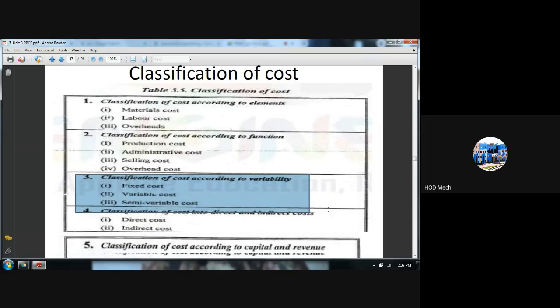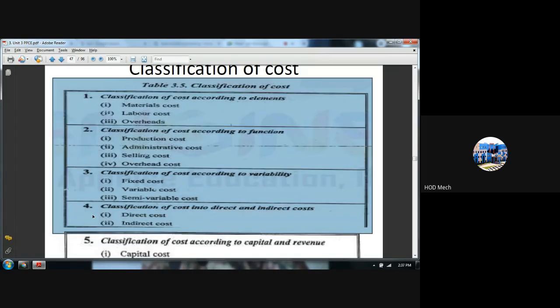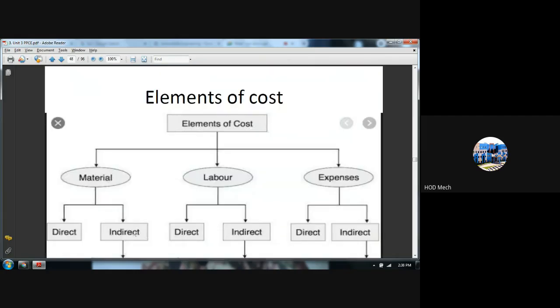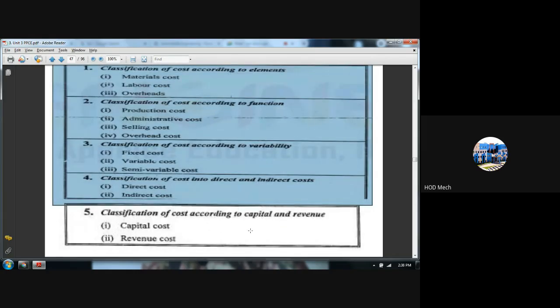Now, the fourth classification is classification of cost as direct and indirect cost. Direct costs are those costs that directly affect your product. Indirect costs are those which are indirectly posed on your product. Right? And then the fifth one, classification of cost according to capital and revenue. That we will come to once again.